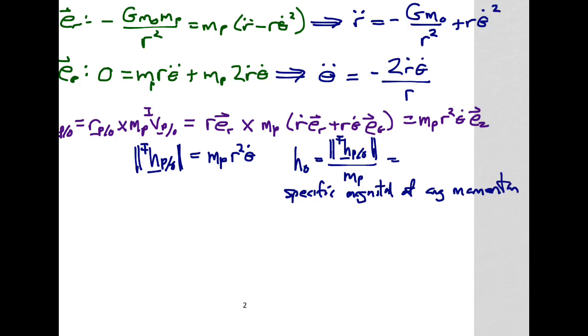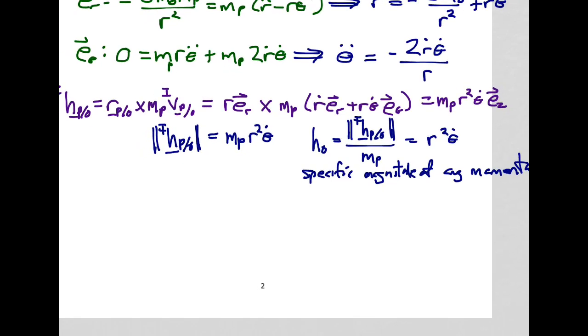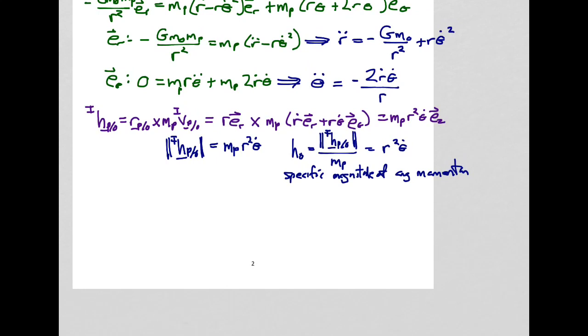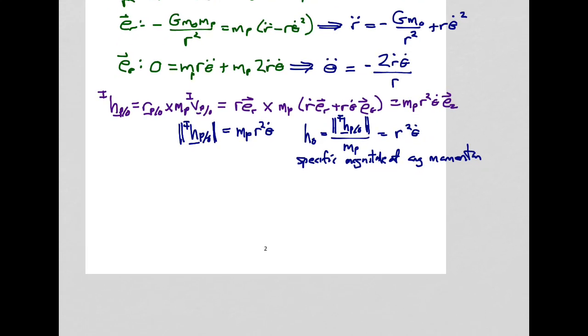And what we get here is m_p r squared theta dot divided by m_p, and this will be r squared theta dot. And so with this specific magnitude of the angular momentum, we now have something that's transferable between systems. This is something that is independent of mass because we've divided mass out. And so let's take this and plug it back into our equations of motion.